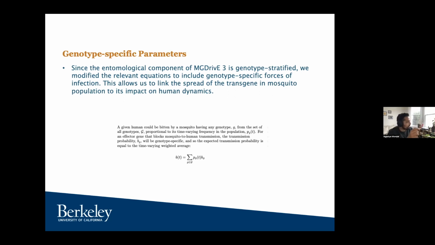So in the example we'll show, which is a CRISPR-based homing replacement drive, all the mosquitoes in the simulation after the drive is released are conferred with a gene that prevents the transmission of disease. So then the overall force of infection is decreased, and that subsequently affects the prevalence and incidence of malaria in the model.